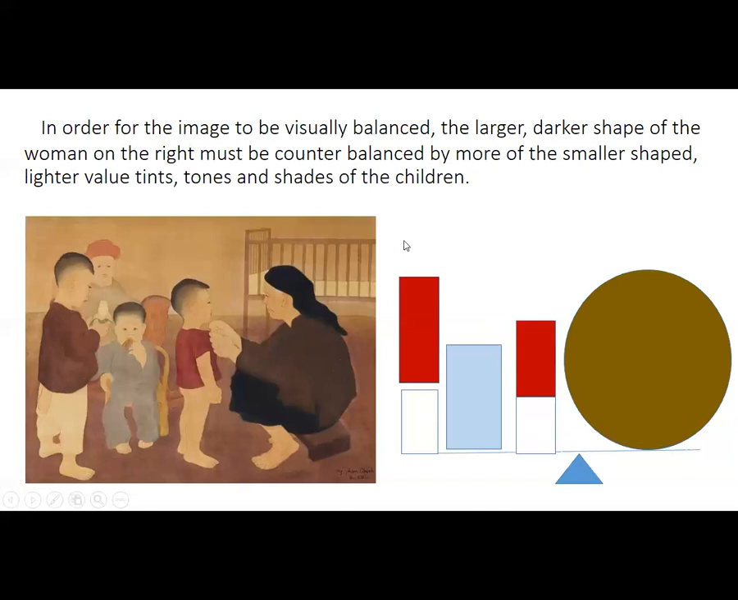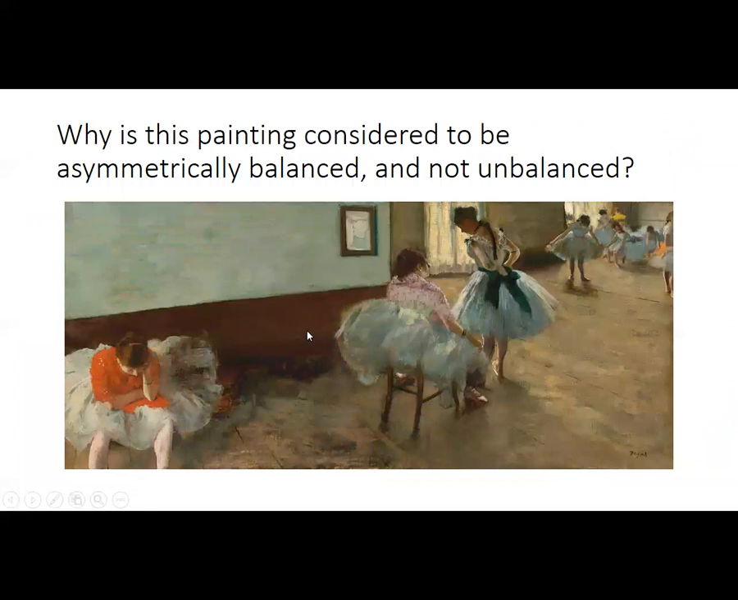I mentioned this. So in order for this to be balanced, we have to have this larger, darker shape of the woman on the right. It has to be counterbalanced by more of the smaller shapes, lighter value tint, tones, and shades of the children. Well, let's look at another picture.